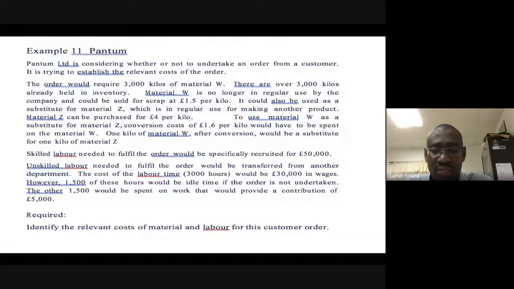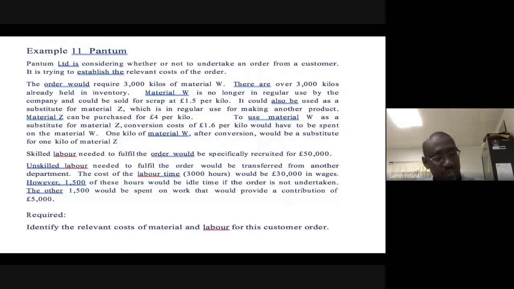Skilled labor needed to fulfill the order will be specifically recruited for 50,000. Unskilled labor needed to fulfill the order would be transferred from another department. The cost of the labor time is 3,000 hours, which would be 30,000 in wages. However, 1,500 of these hours will be idle time if the order is not undertaken. The other 1,500 would be spent on work that would provide a contribution of £5,000.